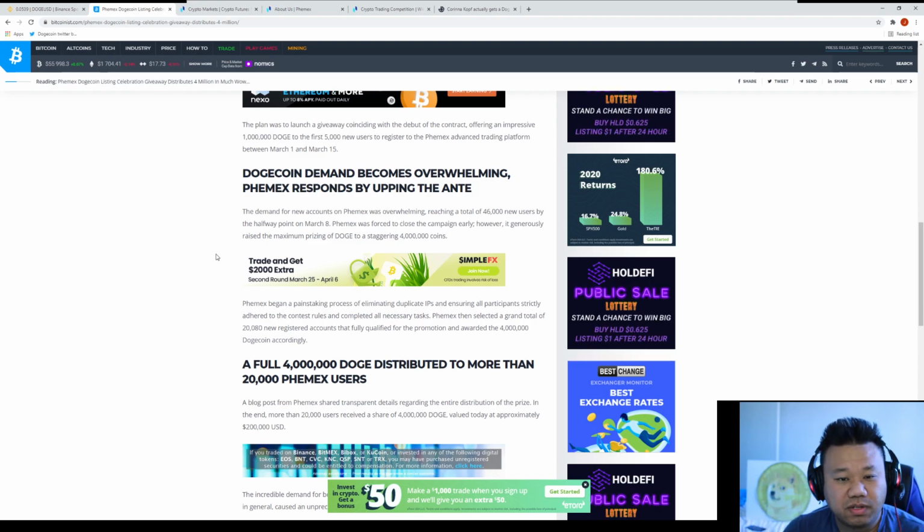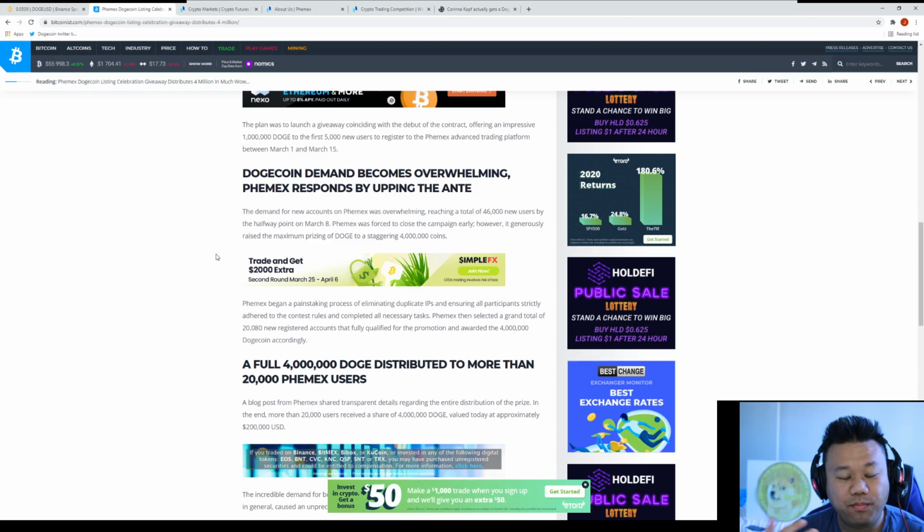Phemex was forced to close the campaign early. However, it generously raised the minimum price of Doge to a staggering 4 million coins. Okay. So this kind of makes sense to me now. I guess when it got incentivized, what happened was Phemex had to buy all this Dogecoin to distribute it to its users, right?